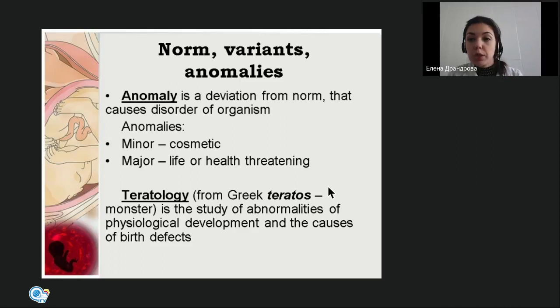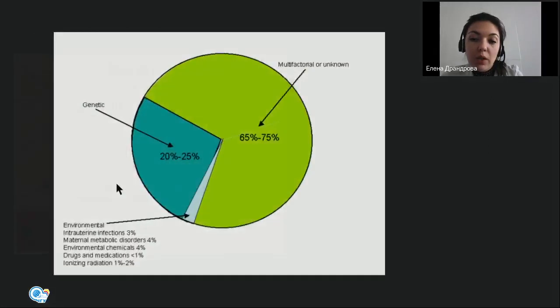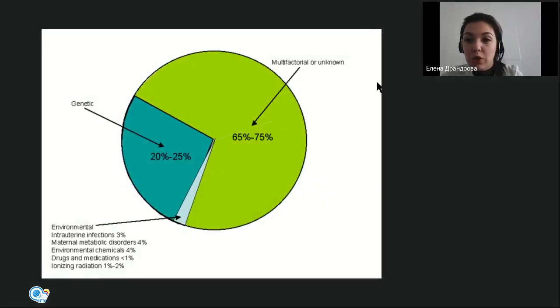So there is a special science that studies these anomalies that is named teratology. It's also a Greek term. In Greek, teratos means monster. So it is the study of abnormalities of physiological development and the causes of birth defects. Teratology. And so according to the scientists, the teratologists, 20 to 25% of these anomalies are genetically caused.